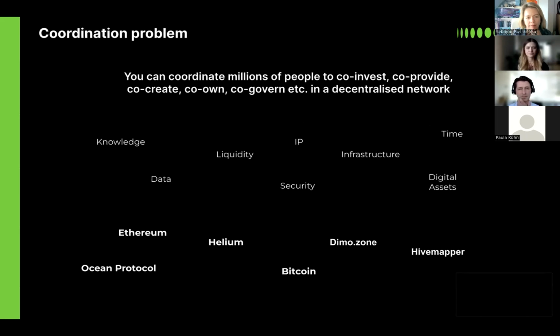And really, you can coordinate people to do anything. It can be co-invest, co-provide, co-create, co-own, co-govern something in a decentralized network. And it can be anything from knowledge, data, IP, security, infrastructure. Doesn't really matter. The demo.zone tries to incentivize you to share your car data with third-party developers so that you can break out these silos in the automotive industry. Helium rewards you for setting up an antenna in your home, and Hive Mapper for driving around with a camera. So it's really coordination issues where you benefit from connecting people and resources.